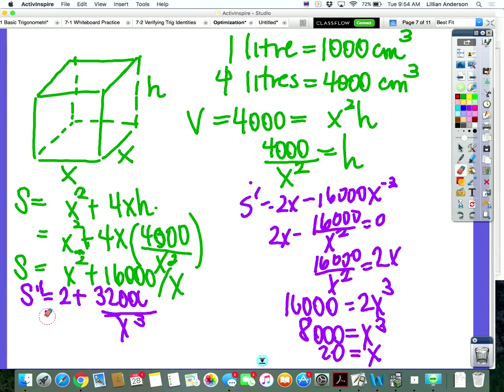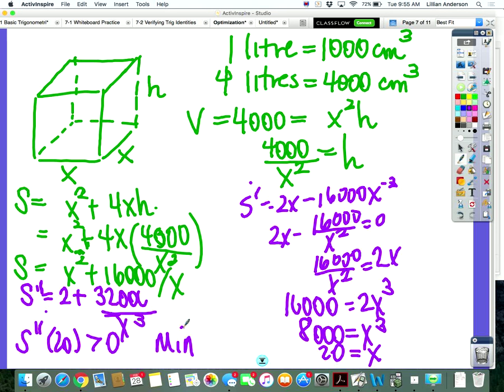So when you plug in 20, are you going to get a positive or a negative? You're going to get a positive, okay? So the second derivative with 20 gives you a positive number, which means that it is indeed a min, okay?